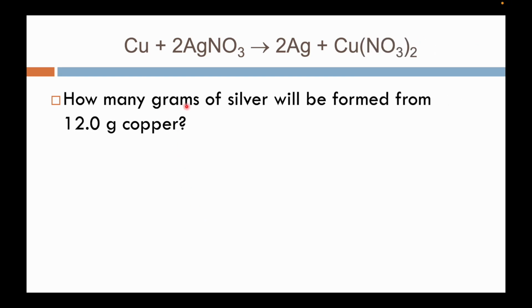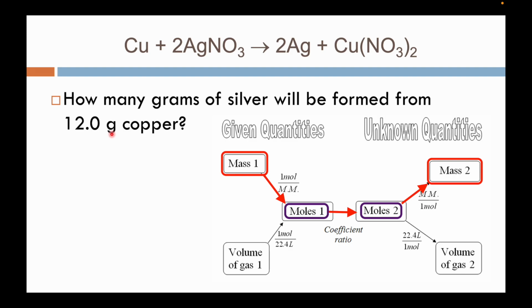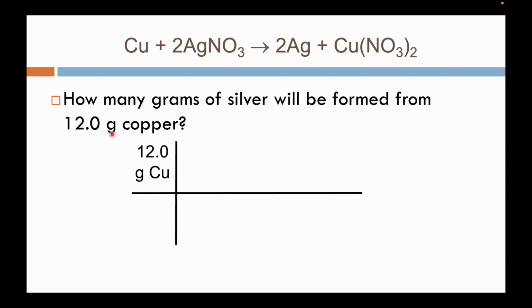Now we're going to have grams to grams. So we have an extra step. Remember that chart that I showed you? In order to go from grams to grams, you need to go through the mole. So first I'm going to start with what I was given in the problem, which is 12 grams of copper. But I need to get that into moles. So I go to the periodic table and I can find out that there are 63.55 grams of copper per 1 mole of copper.